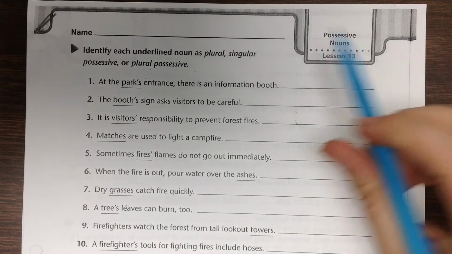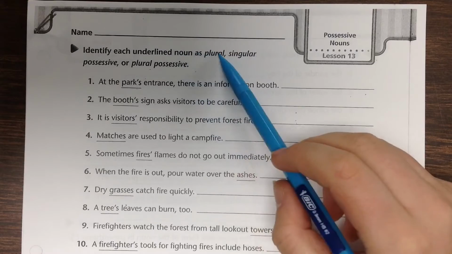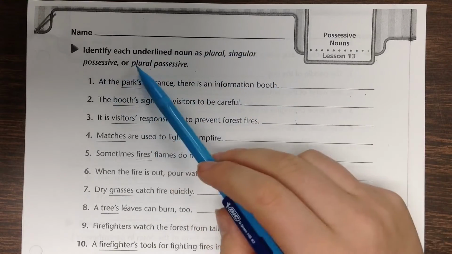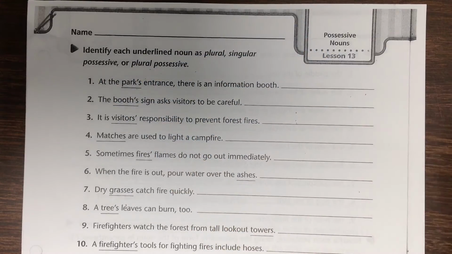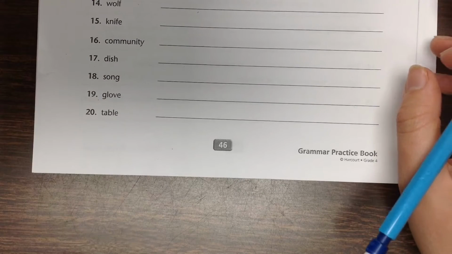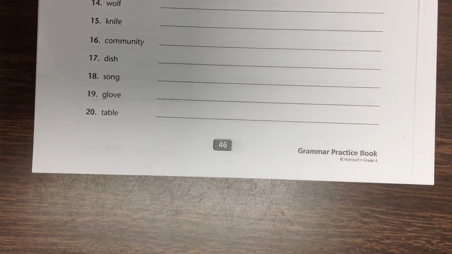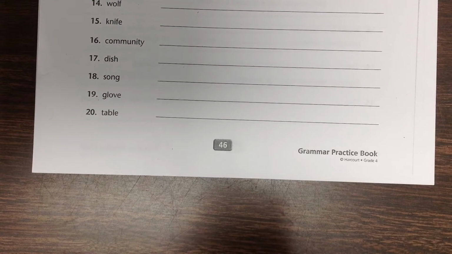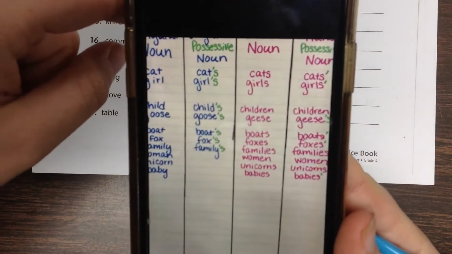This is where we are going to identify nouns as plural, singular possessive, or plural possessive, which seems really complicated, but let me give you an idea. I'm going to draw down here. I'll also post a picture on Google Classroom for you. I'll show you what that kind of looks like. It's going to look like this picture that I'm going to post for you.